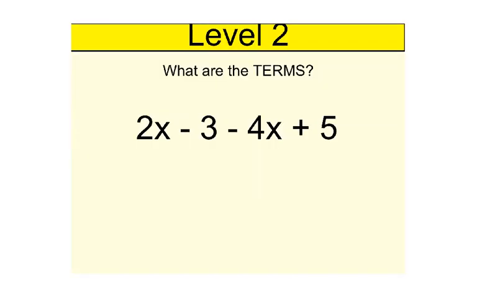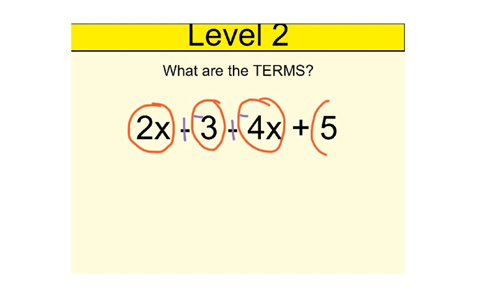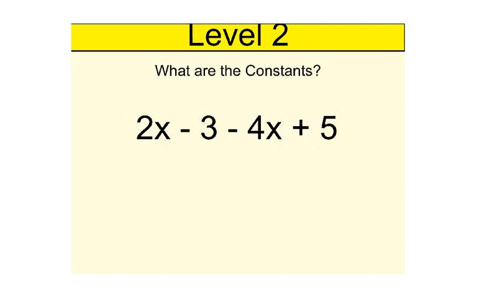Okay, so let's look at this problem right here. It says, what are the terms? Well, we're going to do that little trick I showed you a minute ago. We're going to change all the minuses to plus a negative, and it just makes it a little bit simpler. And now when we find our terms, well, our first term is 2x, our second term is -3, our next term is -4x, and our final term is 5.